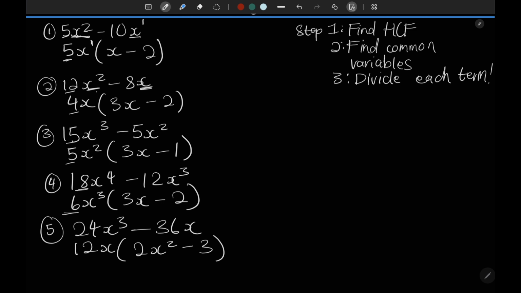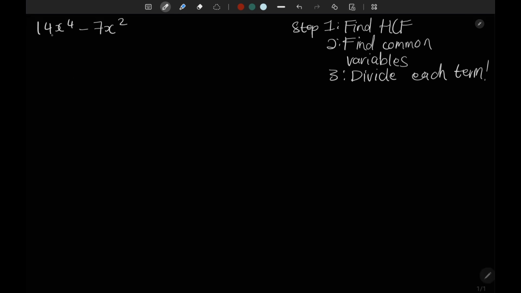Now let's move to number 6. 14x to the power 4 minus 7x squared. What's the first step? Find the highest common factor. Which number can go into 14 and 7 without leaving a remainder? It's 7. So 7, x to the power 4 and x squared. Which variable has the smallest power? It's x squared. X squared, open a bracket.